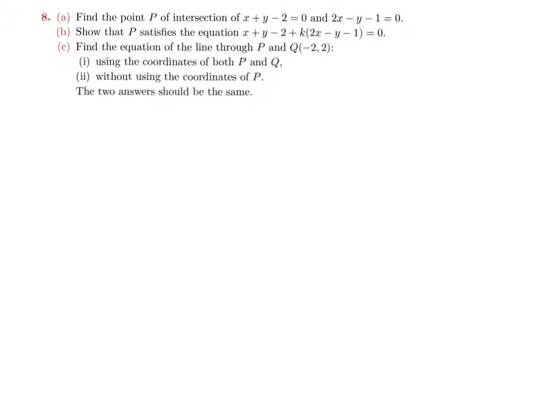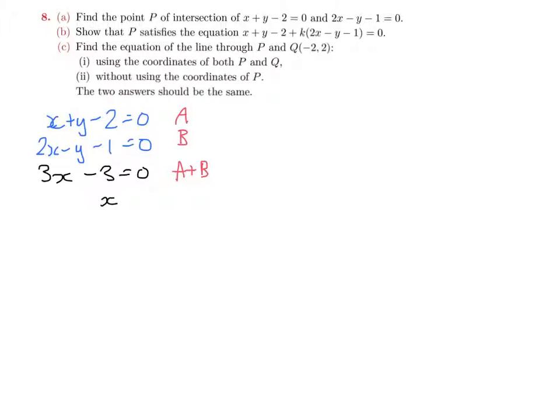So, firstly, find the point of intersection. So, if we have x plus y minus 2 equals 0 and 2x minus y minus 1 equals 0, call this equation A and equation B, and we'll just add equation A and B together. We're left with 3x, y's cancel out, minus 3 equals 0, and we see pretty easily that x equals 1.